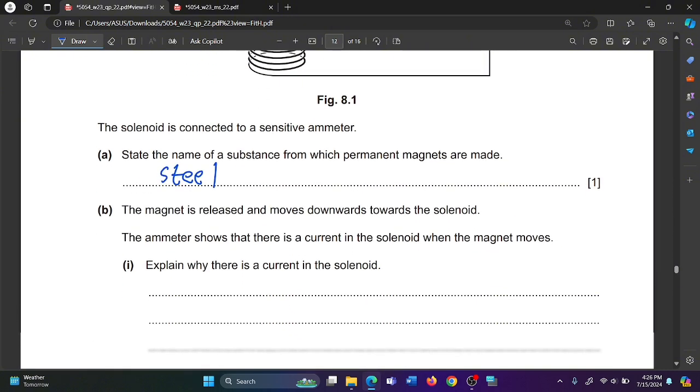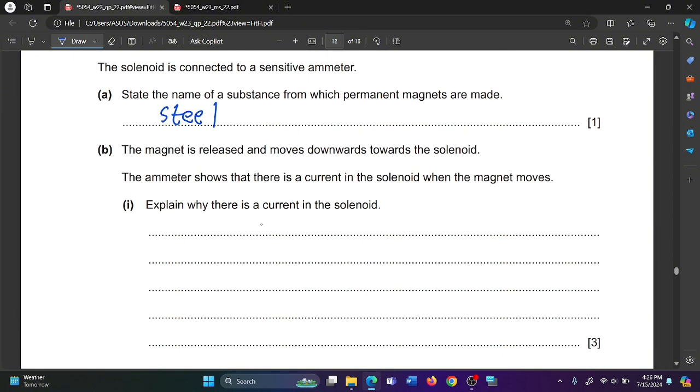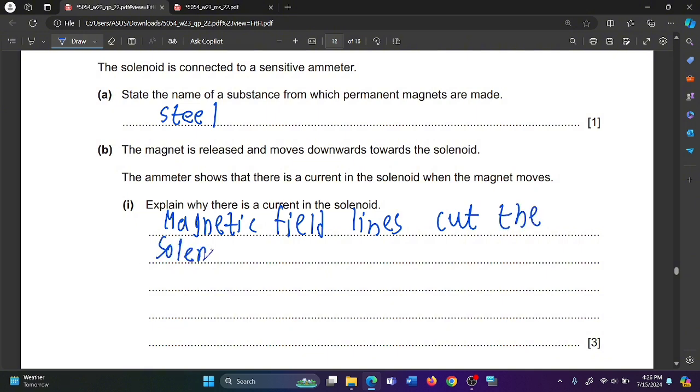Let's write down the answer in a brief way. There are 3 marks, thus we need to write 3 points. Explain why there is a current. Okay, so we say magnetic field lines cut the solenoid, causing a change in magnetic flux.